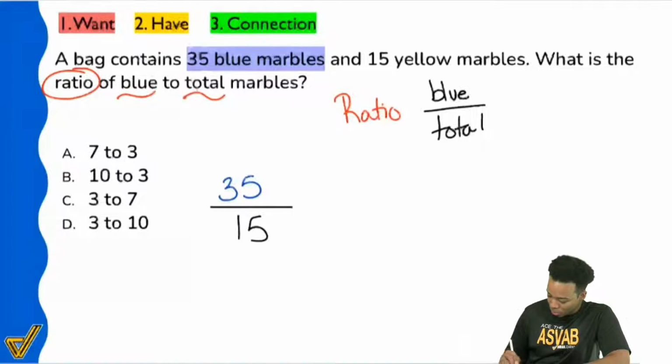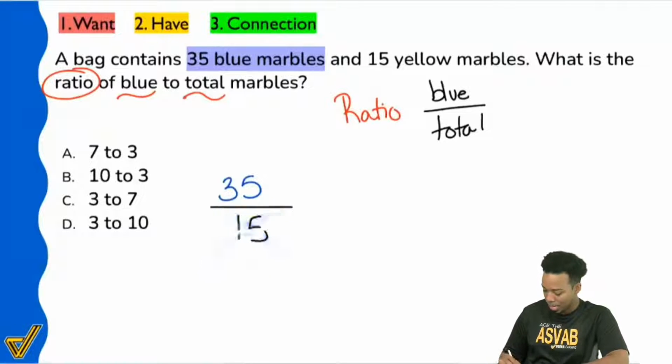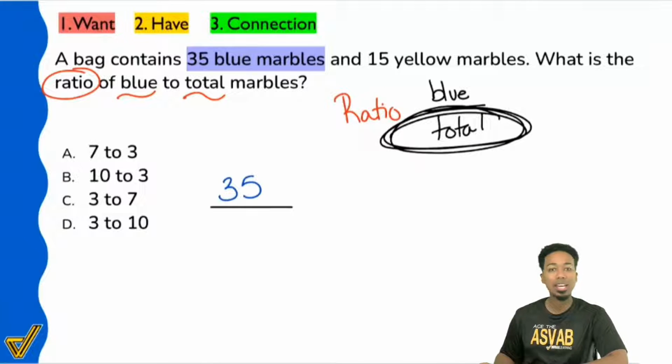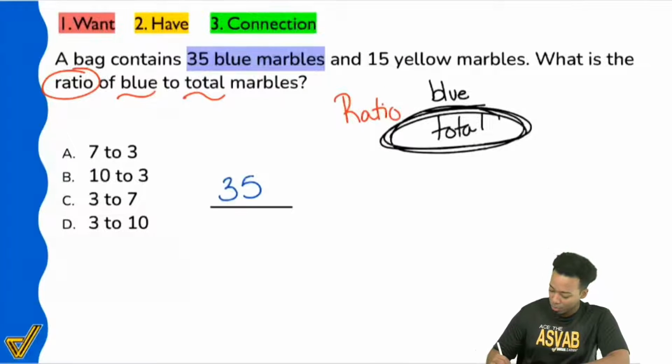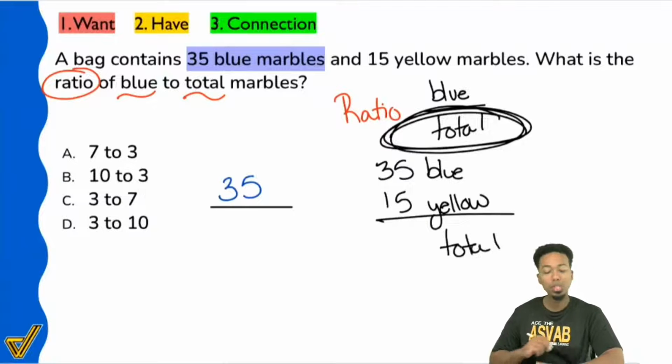This is going to be wrong. 15 is incorrect. The reason is because, one more time, we need the total. 15 is not total, 15 is yellow. So everyone, if we have 35 blue and we have 15 yellow, how is it that we're supposed to get the total? What do we need to do to find the total?